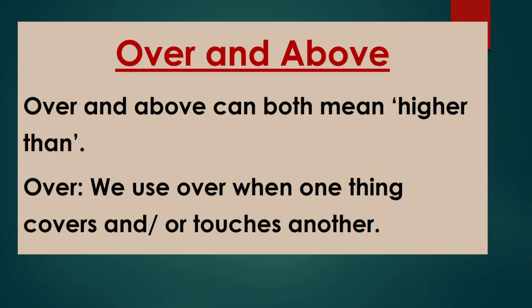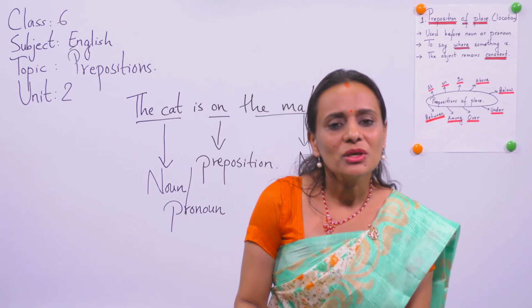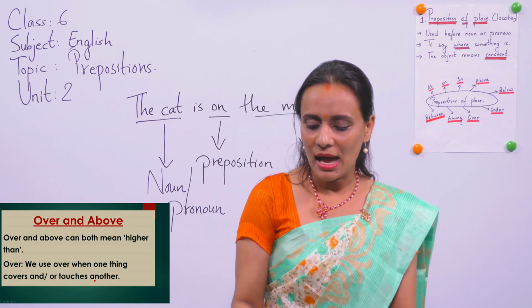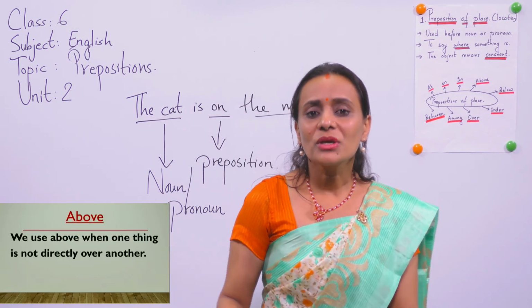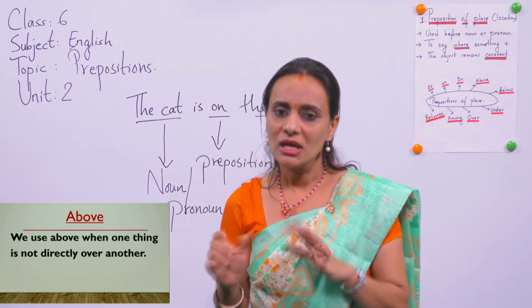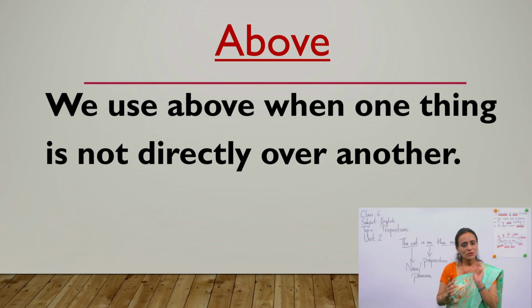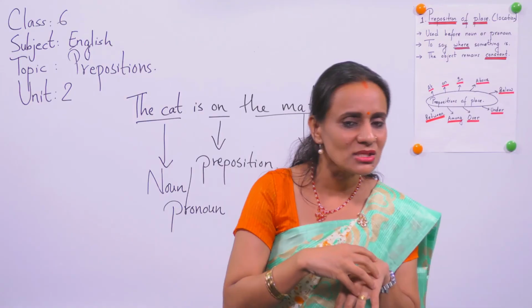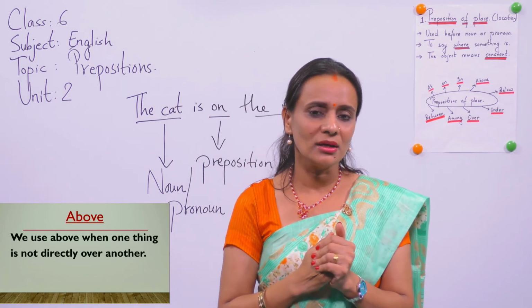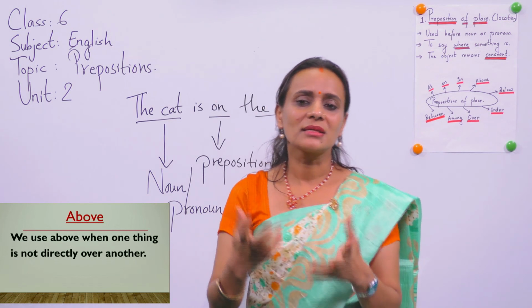Both of them mean higher than. They tell about the upward directions, but they have a slight difference. I'm going to show it here. We use over when one thing covers or touches another. And now above, look, we use above when one thing is not directly over another. This is the difference. Both of them mean higher than, but one of them tells about when one thing is directly over another, and above tells that it is not directly over another. We can see in the example and clarify it.